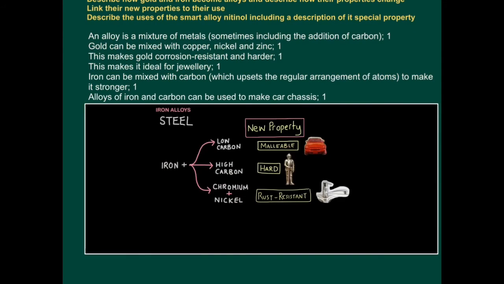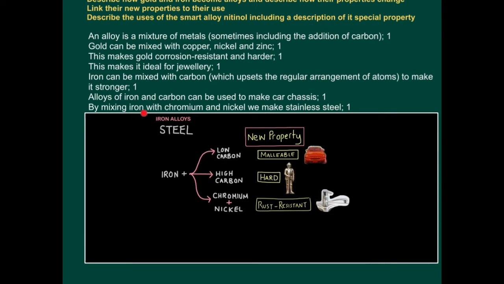Alloys of iron and carbon can be used to make car chassis, for example. And by mixing iron with chromium and nickel, another alloy, we can make stainless steel so it doesn't rust. Ideal for making kitchen sink taps.